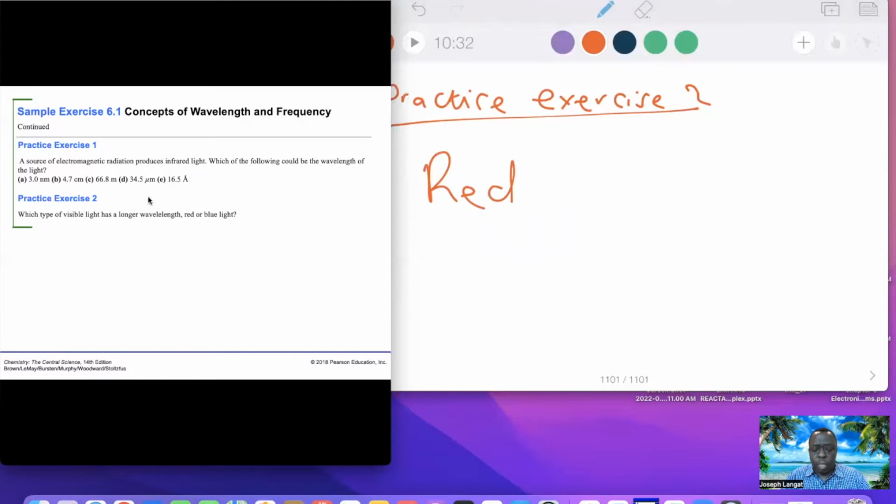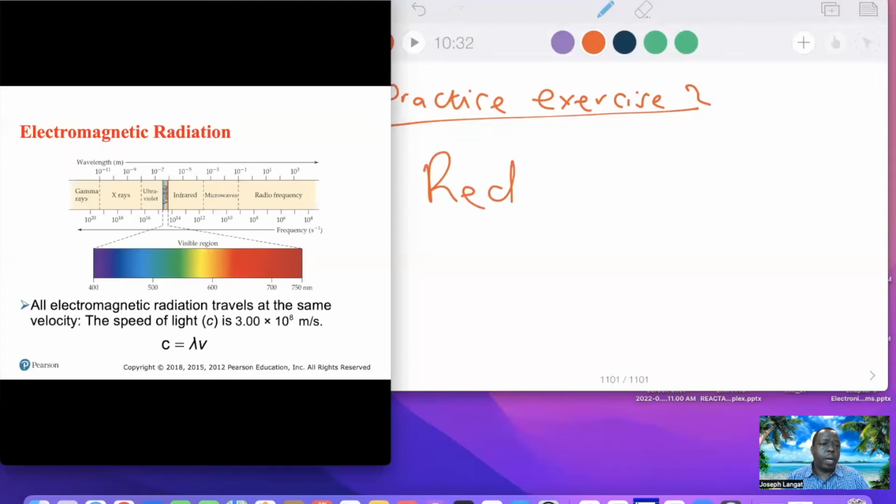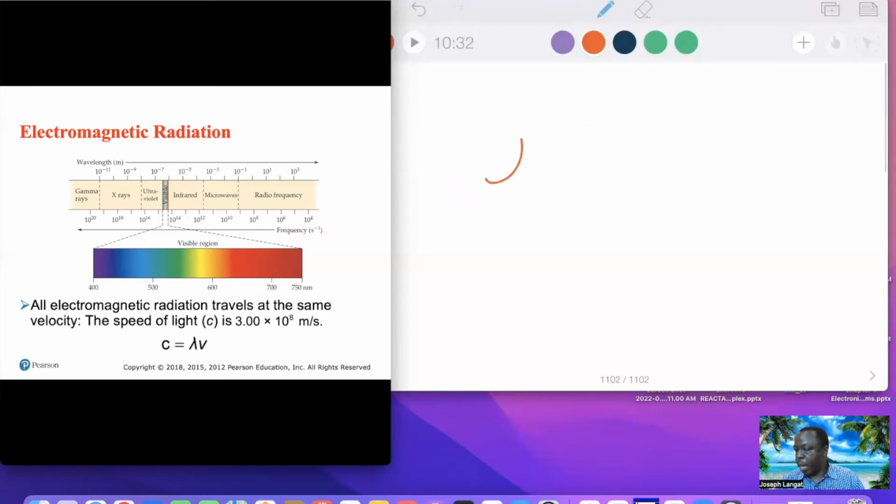If you look at this, that means you need to also learn this infrared here. Just after the visible region, infrared, the wavelength is in the range of 10 to -5. And remember, micrometer equals 1 times 10 raised to -6 meters.